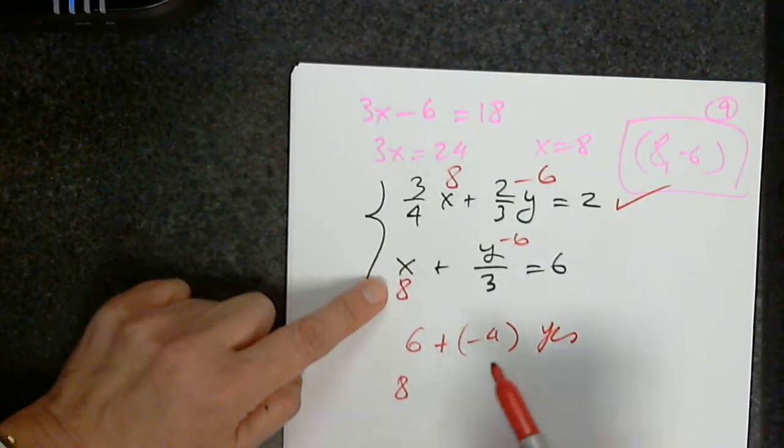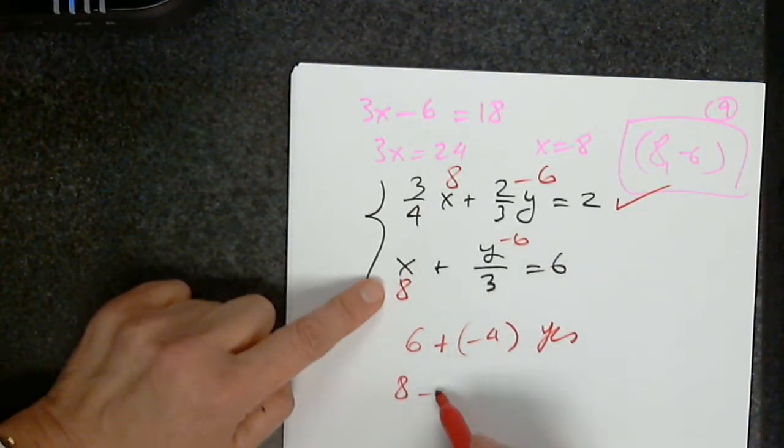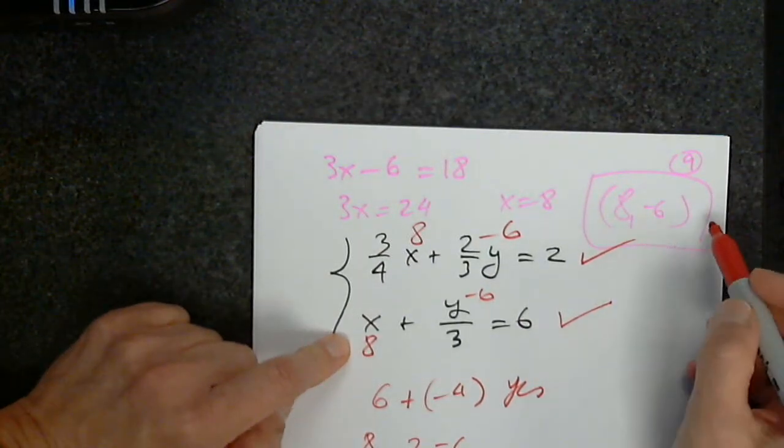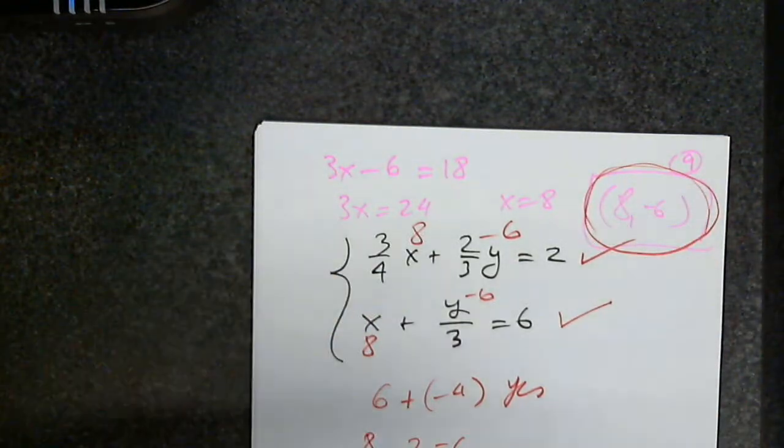And I have 8. -6 divided by 3 is -2, minus 2 is 6, yes. So I know that this is the solution and no one can find another.